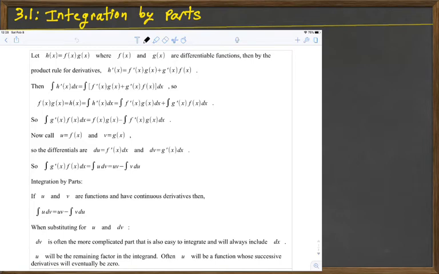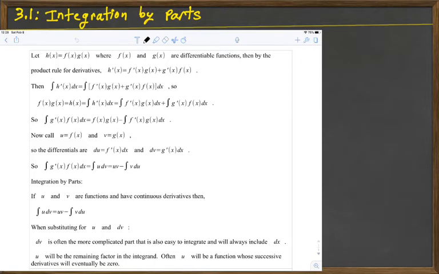You have the product rule, you have the quotient rule, you have the chain rule, you have all these rules for derivatives, but we don't have a whole lot for integration. And so integration by parts can handle some products if they're in a certain form.